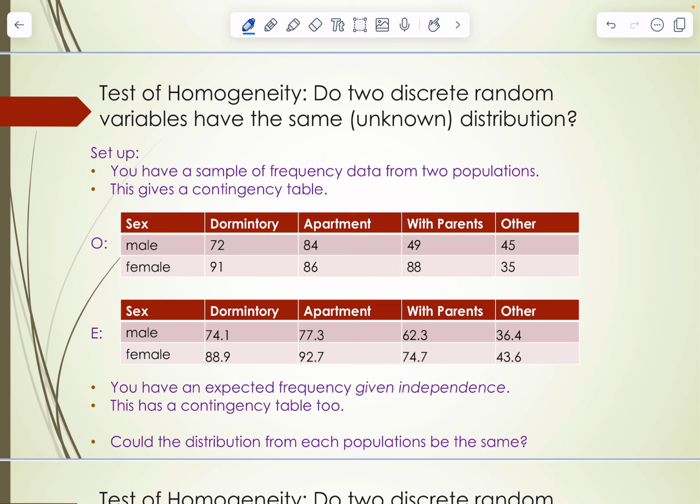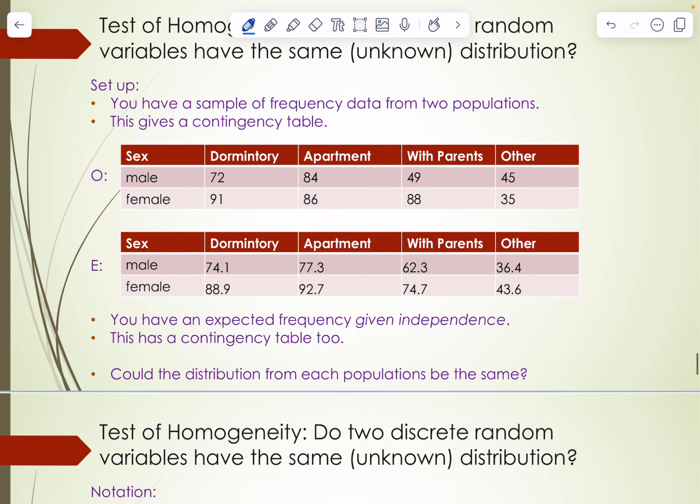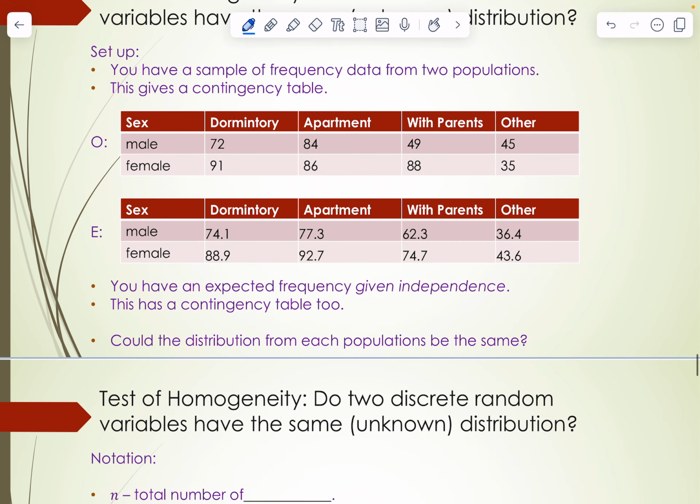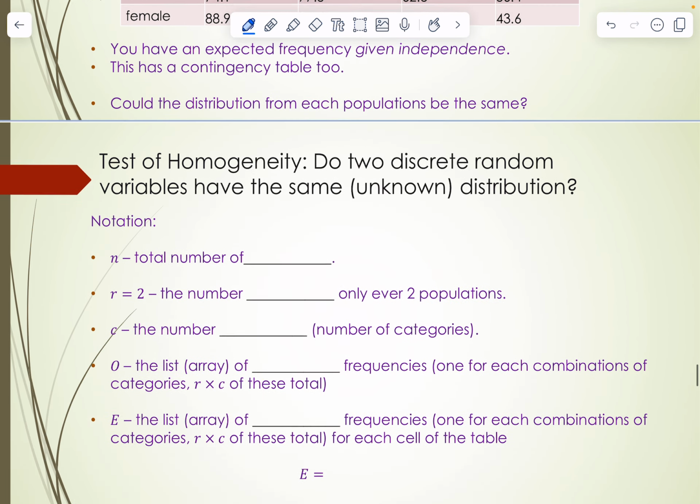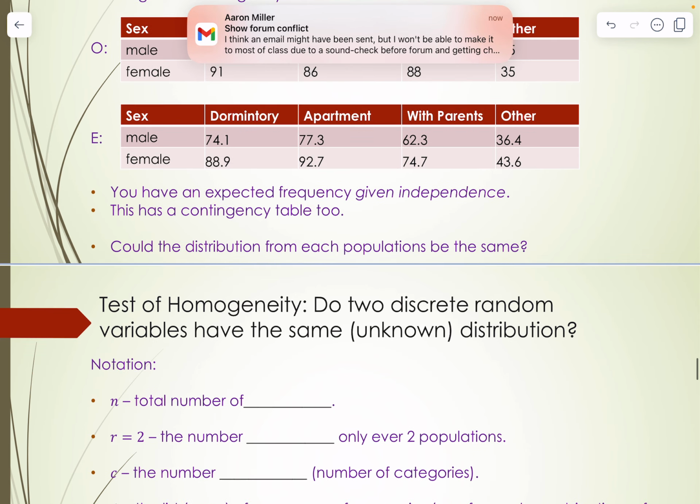Do males and females live in a dormitory, apartment, or with parents at pretty much the same rate? Or do they not? This is exactly the same as a contingency table test. Just the interpretation's a little bit different.